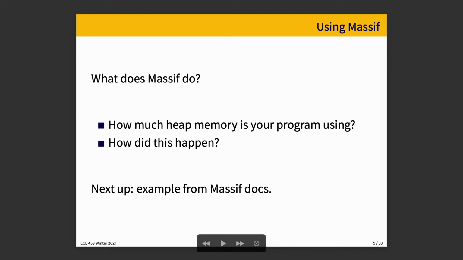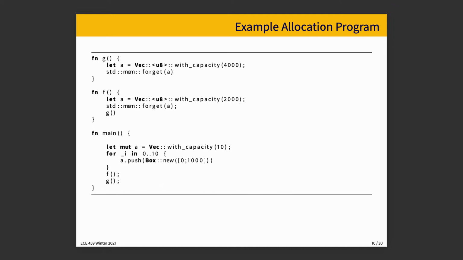Okay, what does Massif do? It tells you some information about how much heap memory your program is using and also how the situation got to be this way. And the docs include this little sample program which allocates some memory. And it's non-idiomatic Rust, really. Professor Lamb has translated it from its original form to Rust.